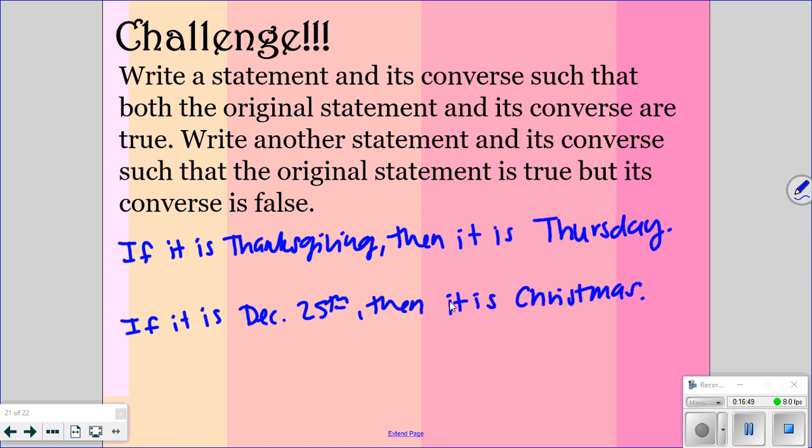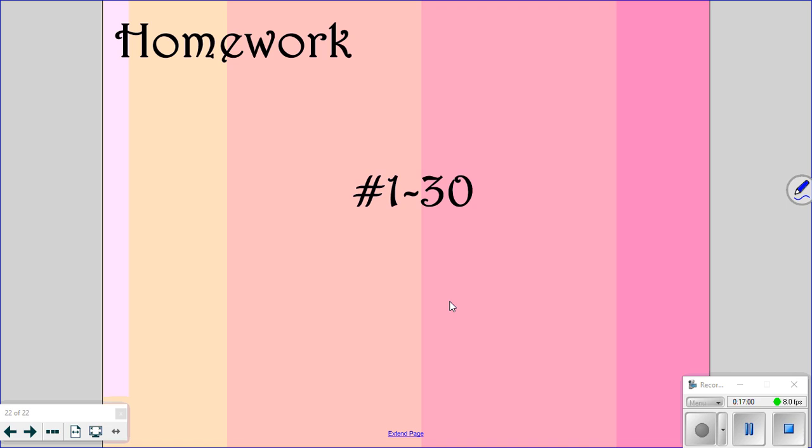So again, you can have lots of different examples. So if you need to talk with your neighbor or maybe a different neighbor, see if you got it right, y'all can go over those. And then after that, you can get started on your homework. It's 1 through 30. Make sure you do those tonight so we can go over any questions you have tomorrow.